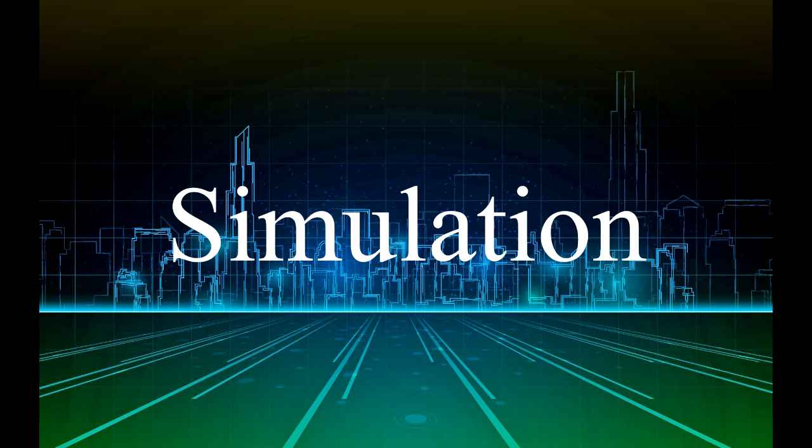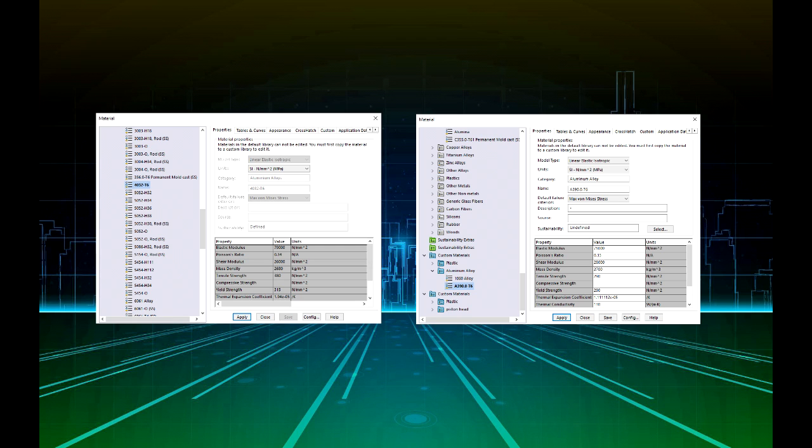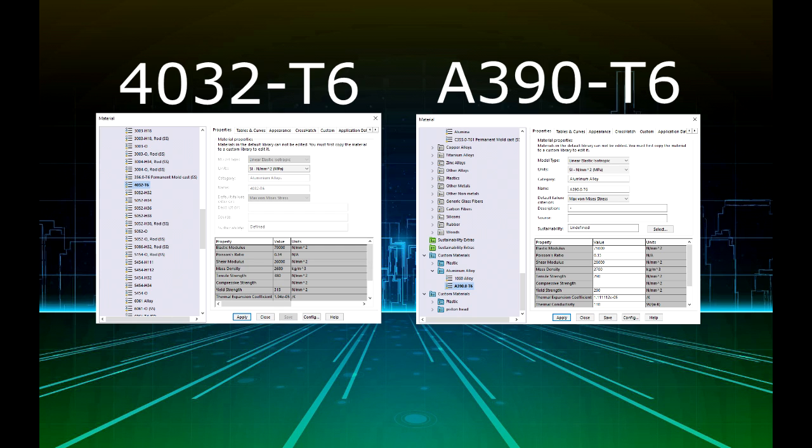So after the manufacturing methods have been introduced, now let's do a simulation about the materials that I'm interested in. These two materials are generally used in the market. They are 4032 T6 aluminum and A390 T6 aluminum.